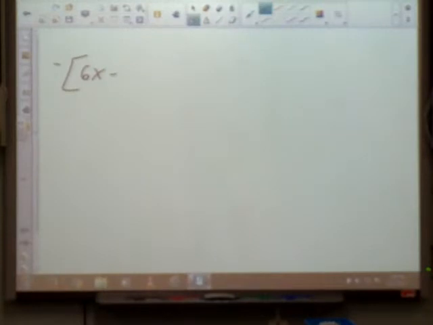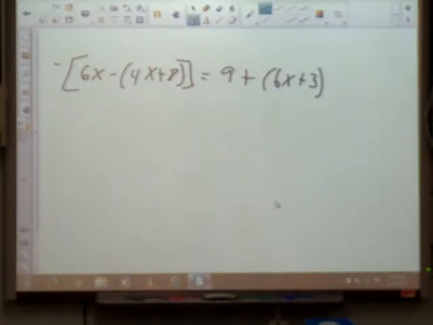6x minus 4x plus 8, close, equals 9 plus 6x plus 3. Okay, I want you to solve for x in this. Talk to your table buddy. Get a good answer on it.